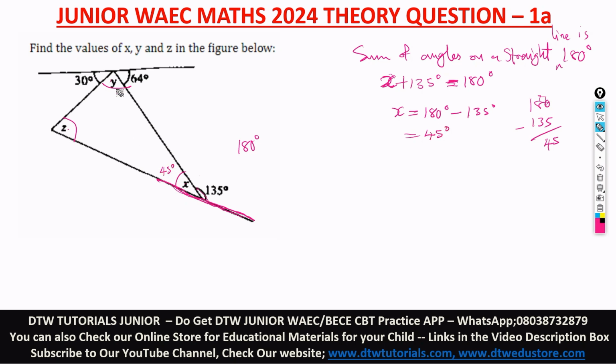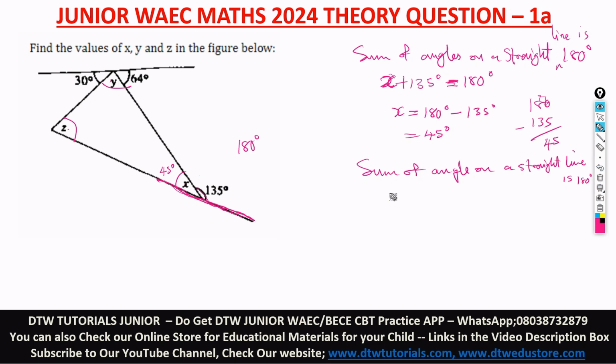Now let's find y. Now look at this. This is also a straight line. So to get y, we can still use this theorem, which says that the sum of angles on a straight line is 180. So you state it again: sum of angles on a straight line is 180 degrees. I wrote it here because of this.